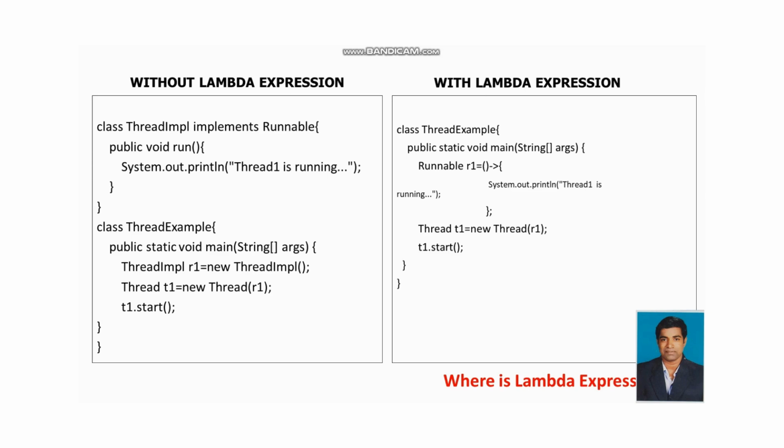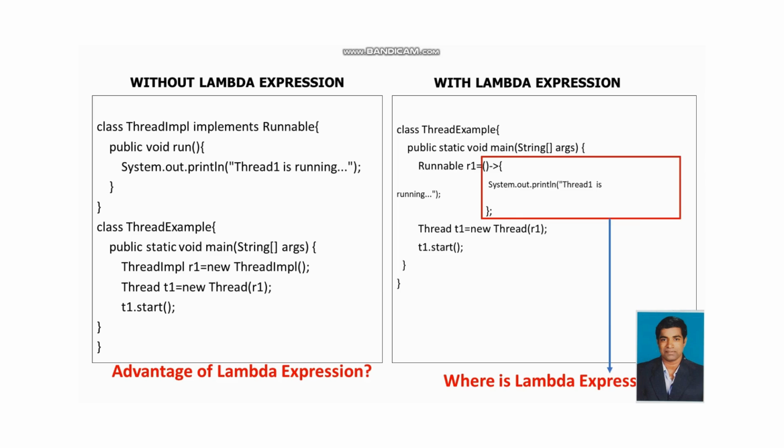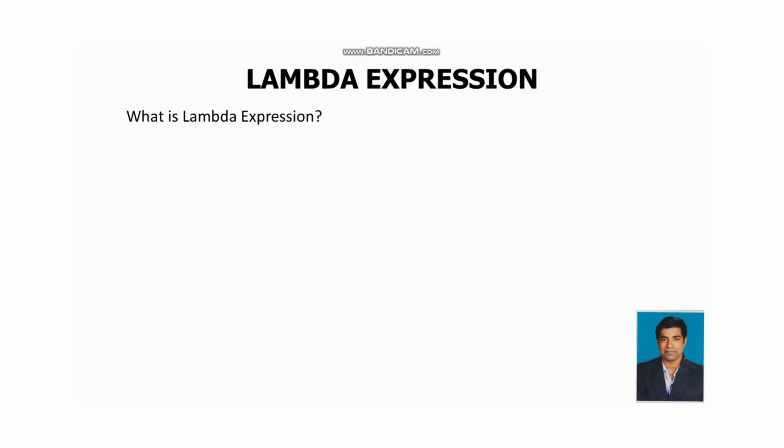Inside the main method they wrote a Runnable R1 with the parameters shown, then the arrow, and within this block of code they wrote System.out.println, Thread 1 is running. And then the thread T1 object they created, only it is sufficient, no need to create one more object. Once this thread T1 object dot start is given, we can get the same kind of output. So once we are using lambda expression, the code is very simple.